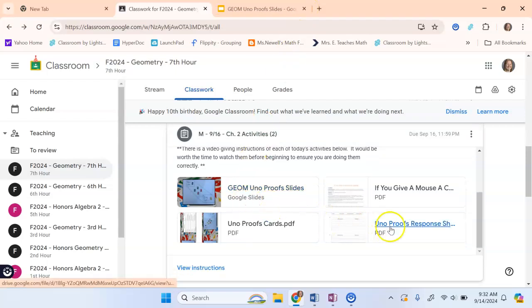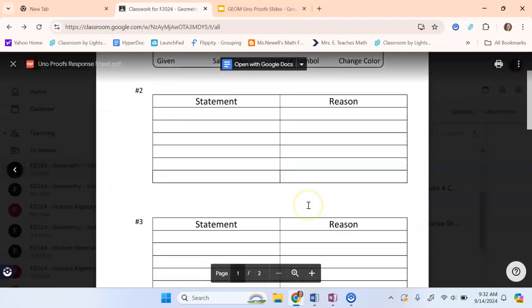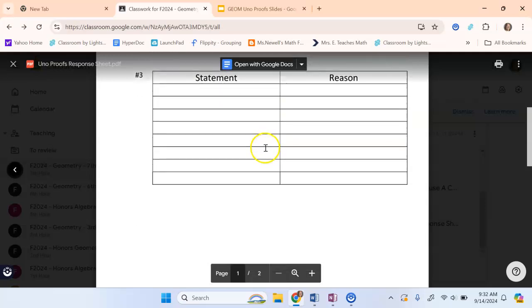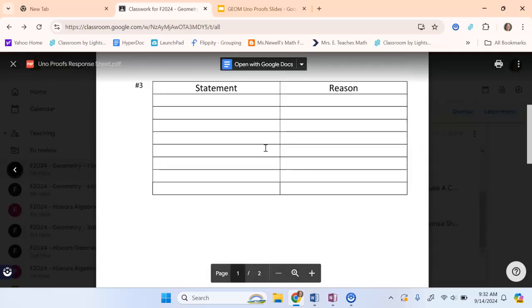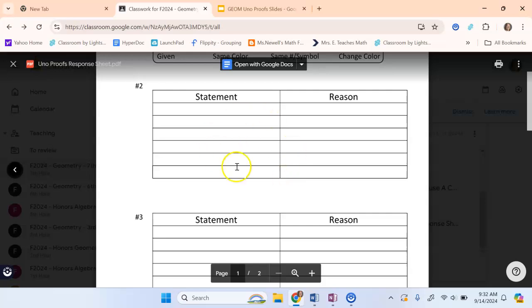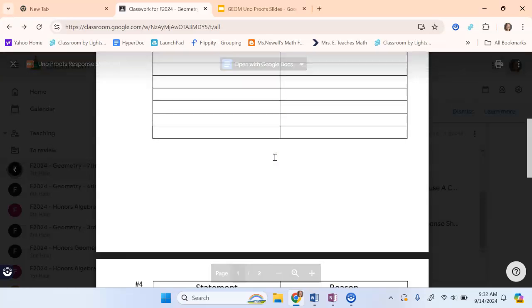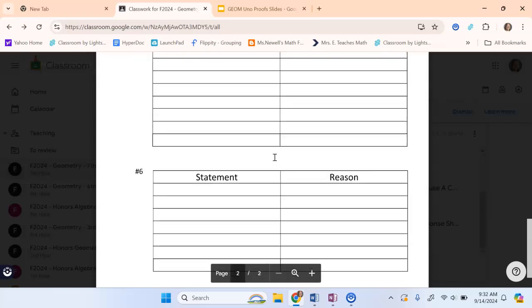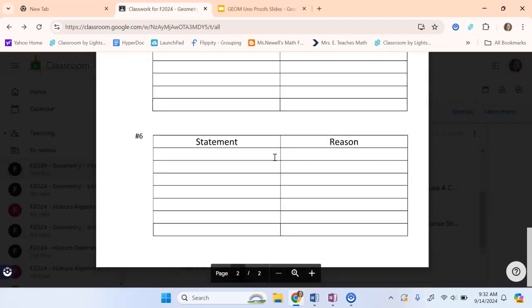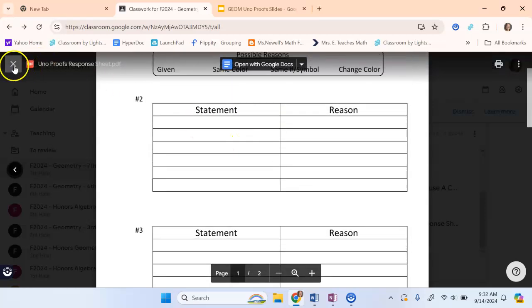And then this is the sheet. This is the only sheet that I need you to turn in. One is done for you, so here's 2, 3, 4, 5, 6. Now, if I remember correctly, I don't think you use every one of these lines in every one of these. You're going to use one line for each card. So if you have extra spaces, that's okay, don't worry about it.